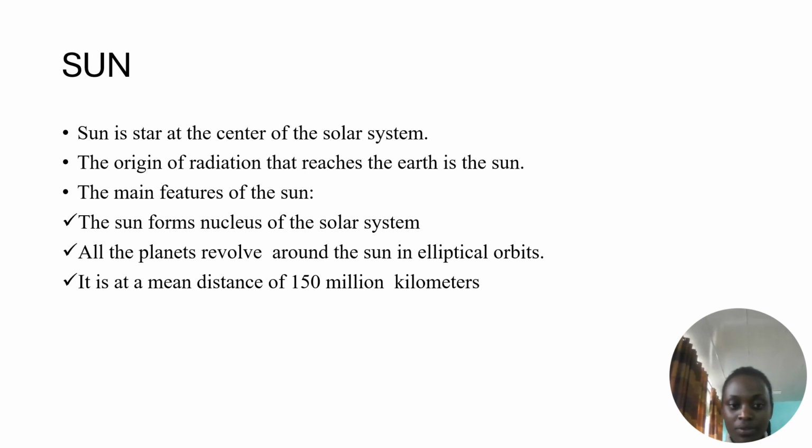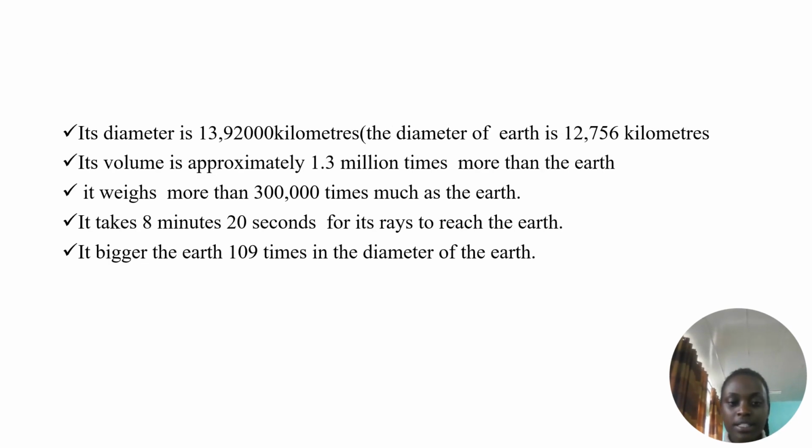The main features of the sun: it forms the nucleus of the solar system. All the planets revolve around the sun. The sun is not moving, but the earth is moving, or revolving, around the sun. It is at a mean distance of 150 million kilometers.